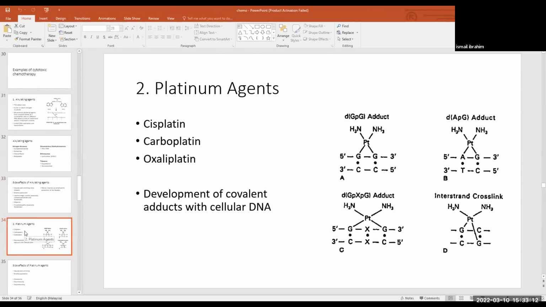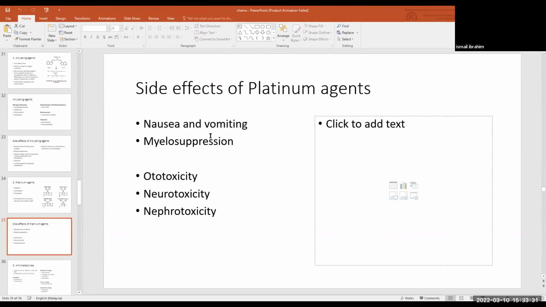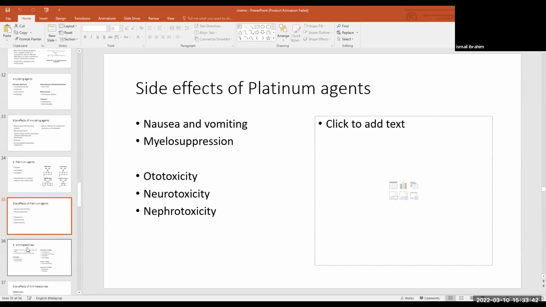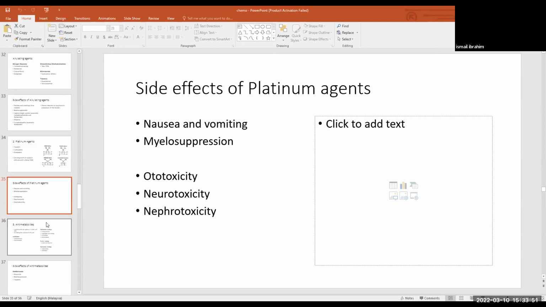Another example of cytotoxic chemotherapy is platinum agents, which include cisplatin, carboplatin, and oxaliplatin. We use it mainly in hematologic cancer, as a salvage chemotherapy. It's quite toxic. It can cause severe nausea and vomiting and myelosuppression. At a higher dose, it can cause ototoxicity or neurotoxicity. And the dose of platinum-based chemotherapy will be determined by your kidney function.